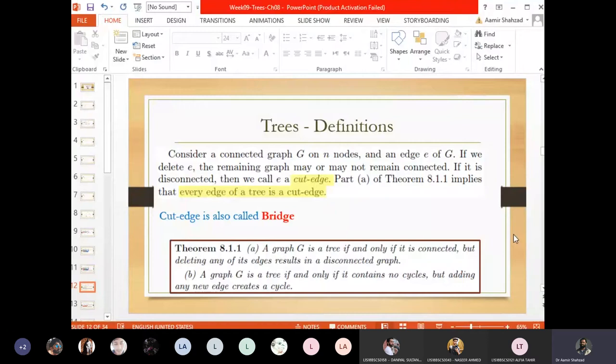Bridge kya hota hai? Bridge wo wala edge hota hai jisko agar aap remove kare to graph disconnect ho jata hai. Last class mein humne discuss kiya tha. Isko hum cut edge bhi kehte hain. Cut edge or bridge. So consider a connected graph G on n nodes. It may not be a tree. Theek hai? So consider any graph G on n nodes and look at any edge E. If we remove this edge and the graph becomes disconnected, it means E is a cut edge. Isko hatane se, isko remove karne se, graph decompose ho jata hai, disconnect ho jata hai. So this edge is called a cut edge, ya isko hum bridge bhi keh sakte hain. So a cut edge is such an edge that if we remove it, the graph becomes disconnected.